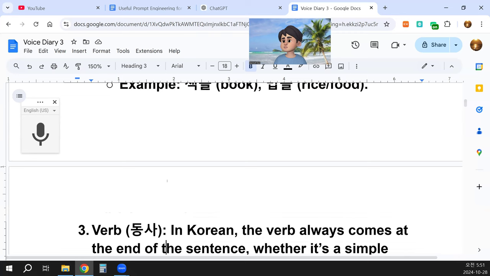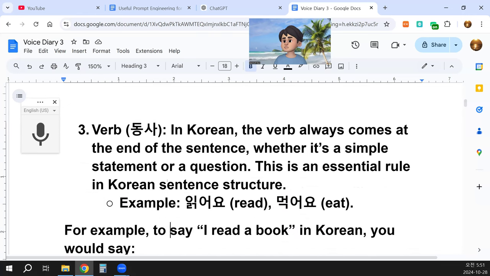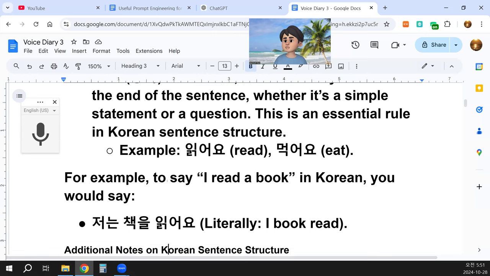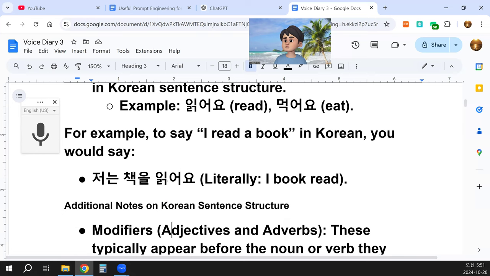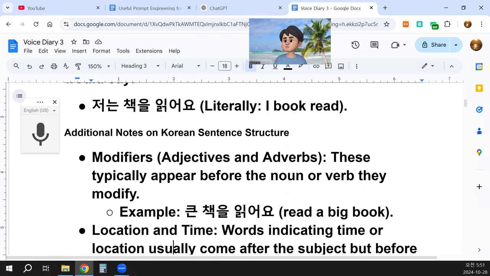Verb: in Korean, the verb always comes at the end of the sentence, whether it's simply stated or a question. This is the essential rule in Korean sentence structure. Then modifiers, adjectives and adverbs, typically appear before the noun or verb they modify. Then the rest of the structure follows: location, time, and so on.